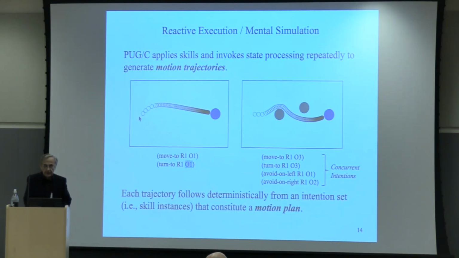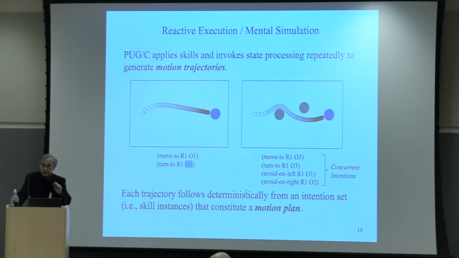And it does them at the same time, and it just goes through and does this. Now, this is all mental simulation. It's not doing this in the world, although if you did it in the world, this is what it would look like too. If you have this situation where there are these obstacles, then if you give it these four intentions, you want to move to and turn to O3, but you also want to avoid R1 on the left, and you want to avoid O1 on the left and O2 on the right, then you get this behavior. And again, these follow deterministically from the set of intentions and the initial state.